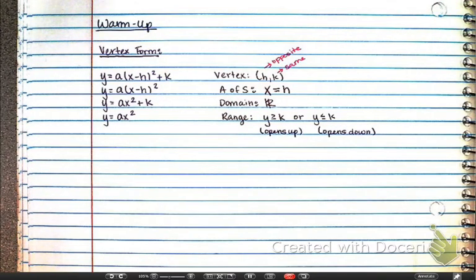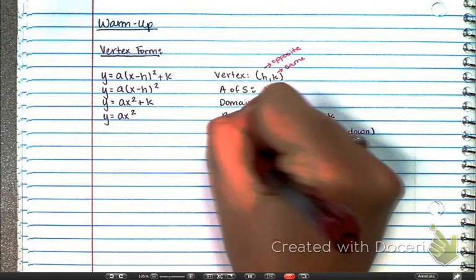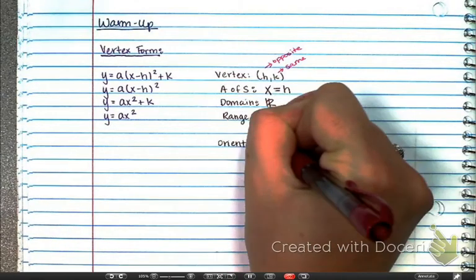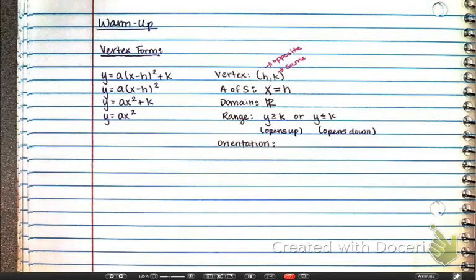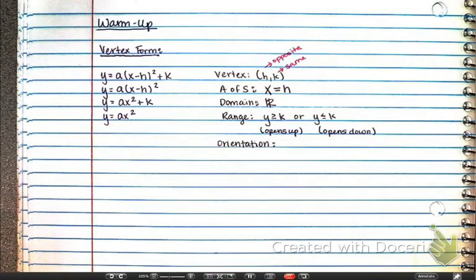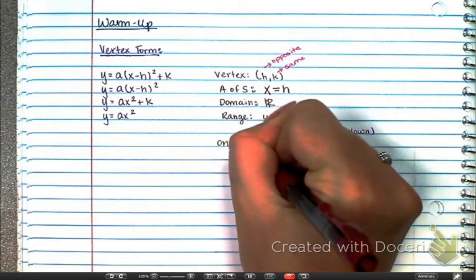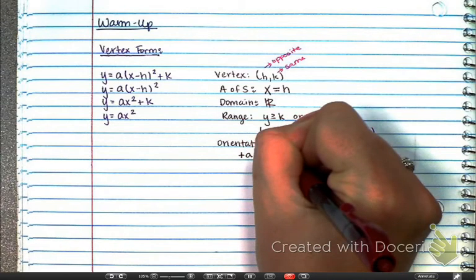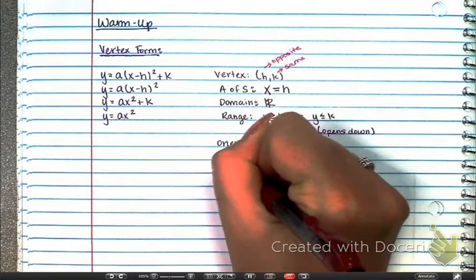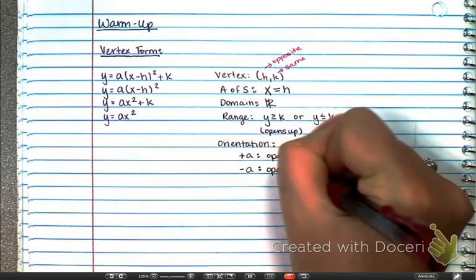This is all review of the key terms. What about orientation? Whether it goes up or down. How do we determine if it opens up or down? The A value. So if the A value is positive, it opens up. If the A value is negative, it opens down.